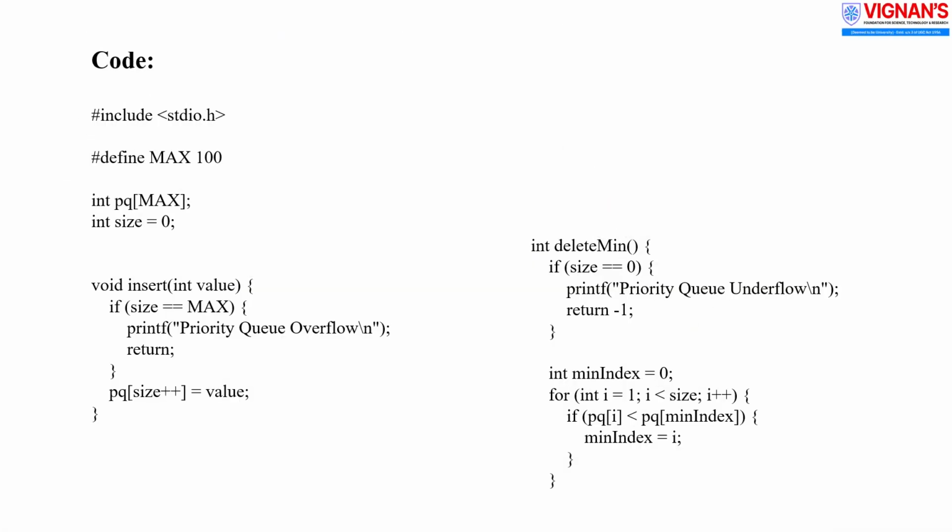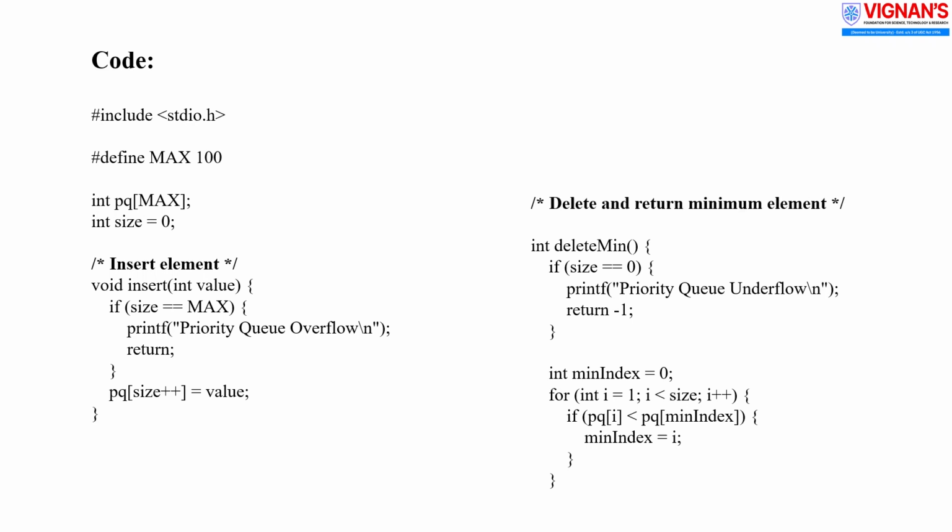This C program implements a min priority queue using an unsorted array. A fixed size array named PQ is used to store the elements, and a variable size keeps track of the number of elements currently in the queue. The insert function adds a new element to the end of the array. Before inserting, it checks for overflow to ensure the queue is not full. This operation takes constant time.